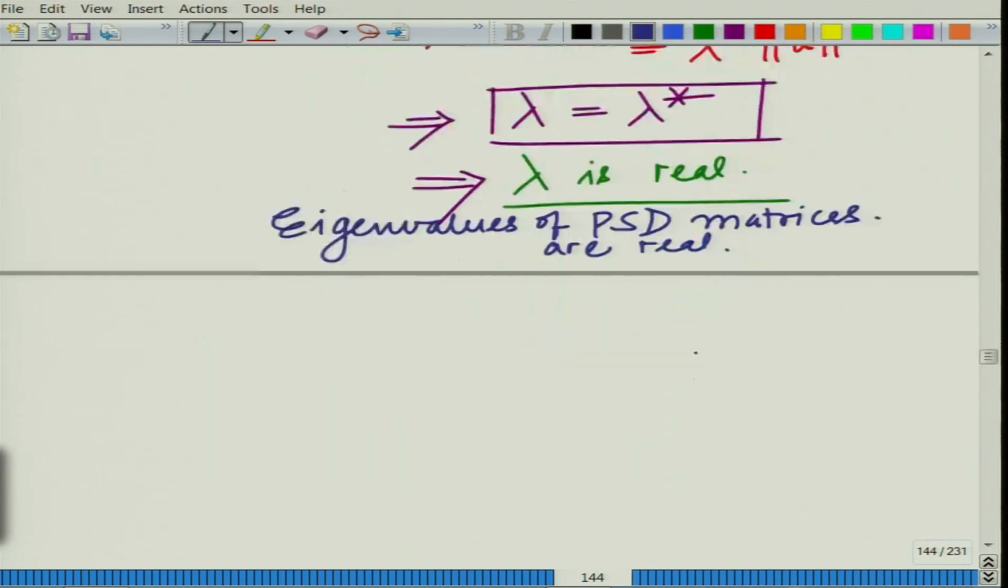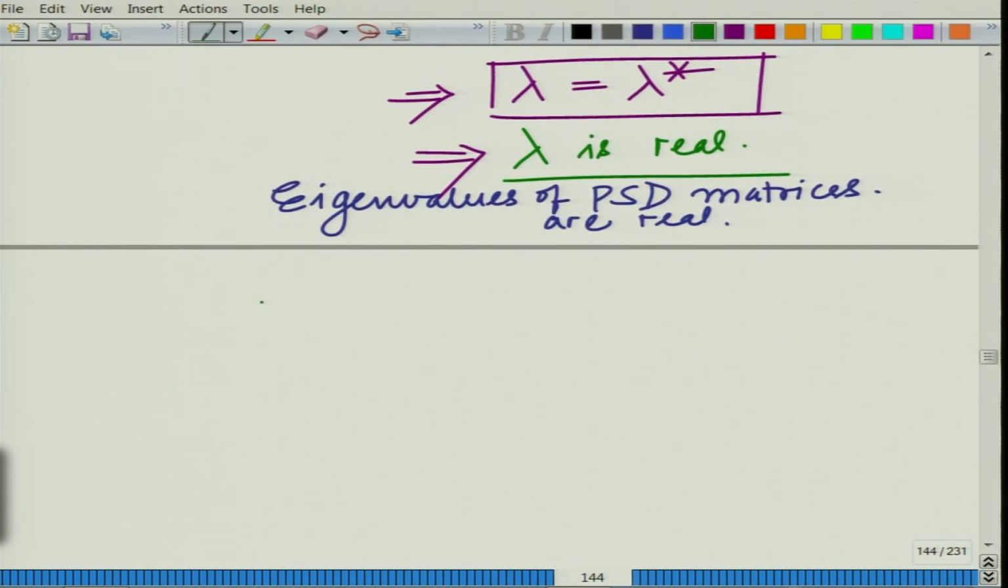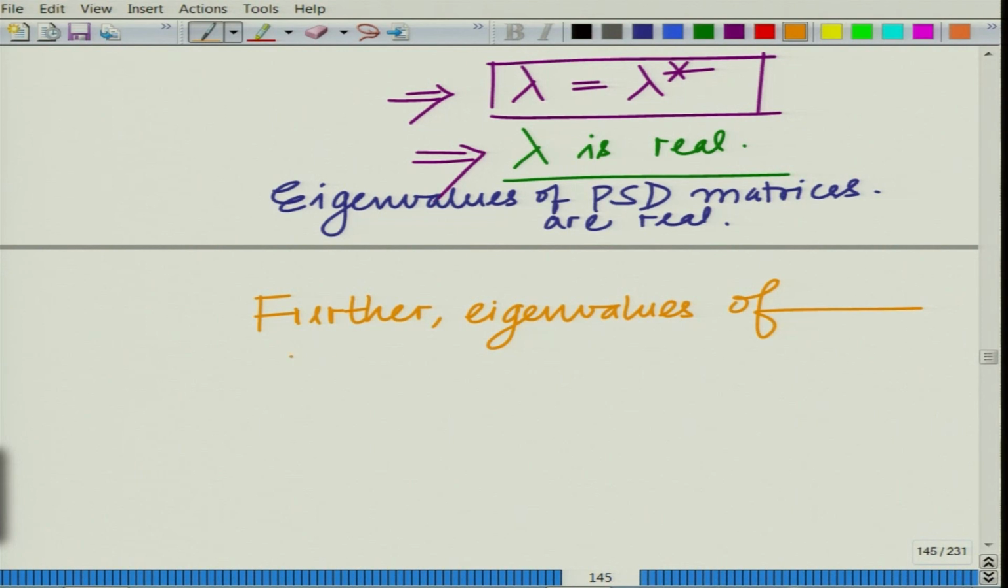And further, these eigenvalues are greater than or equal to 0. It is not very difficult to see that all eigenvalues of PSD matrices are non-negative. The eigenvalues of PSD matrices are greater than or equal to 0, and that is also not very difficult to see. Follow the same logic.